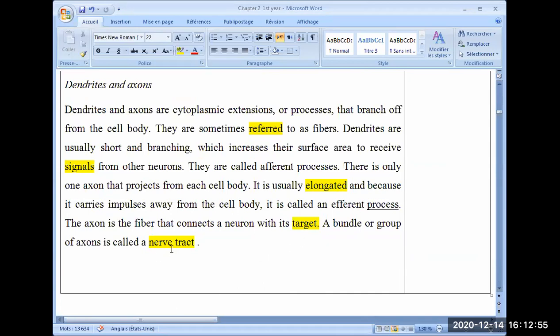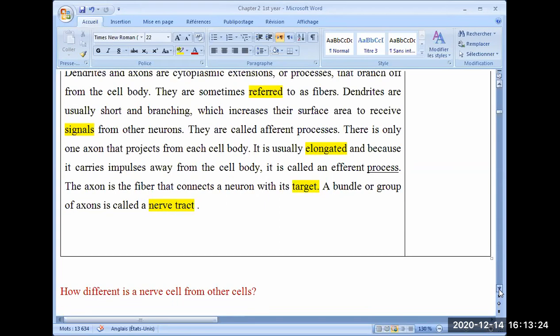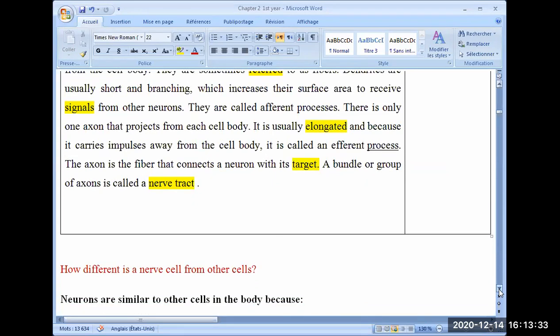A nerve tract, so let's learn this word. A nerve tract is a group of axons, okay? A group of fibers or a bundle of fibers. This is a nerve tract. What is the major nerve tract, where you have a great number of nerve fibers? What can it be? The major nerve tract where we have a large bundle. What can it be? Nerve tract. It is the spinal cord. So the spinal cord is called the major nerve tract because it includes a large number of nerve fibers.